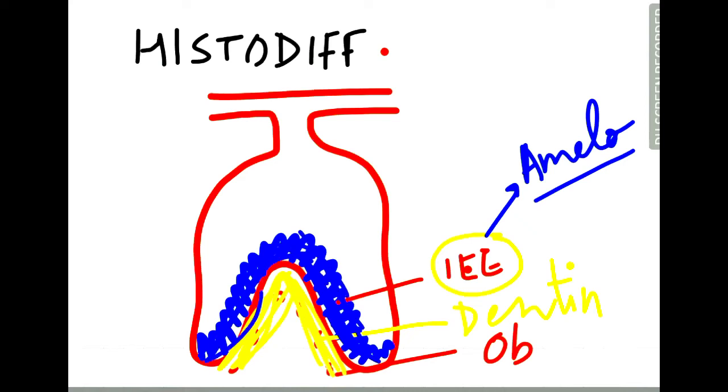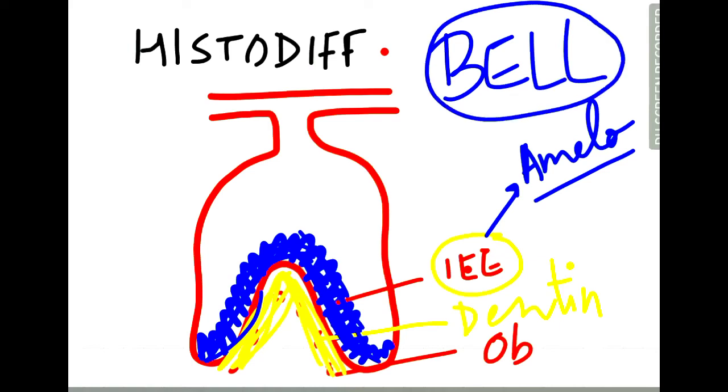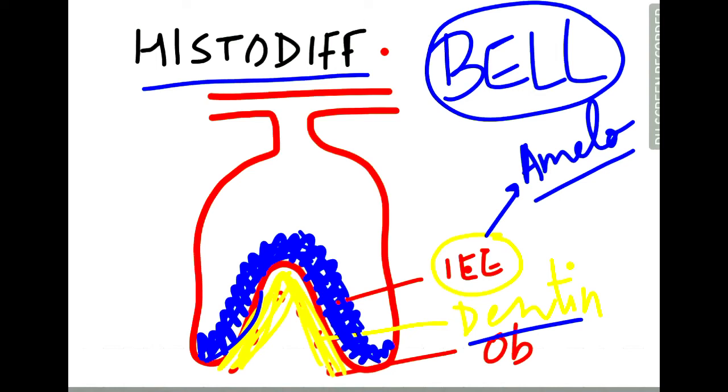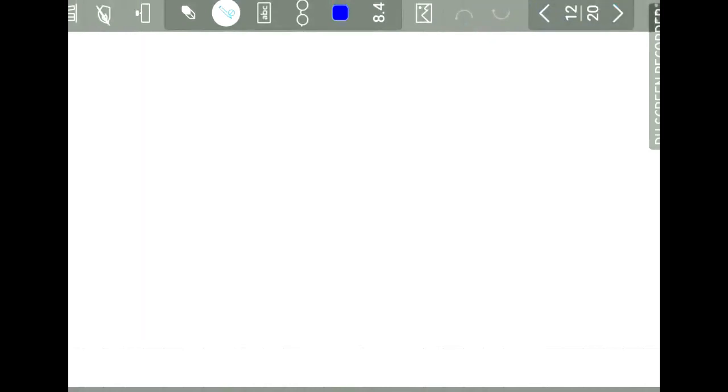This is also a very overlapping event, and this phase reaches its highest development in the bell stage. In the bell stage, we can appreciate the histodifferentiation in process. Now, this deposition of dentine and the enamel also is an example of epithelial ectomesenchymal interaction.